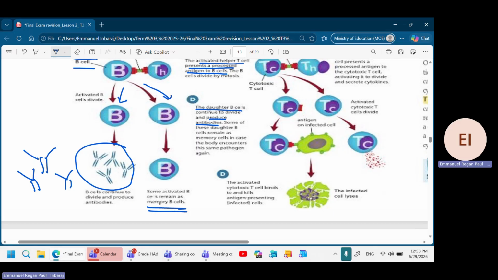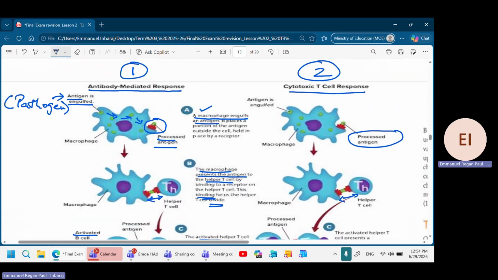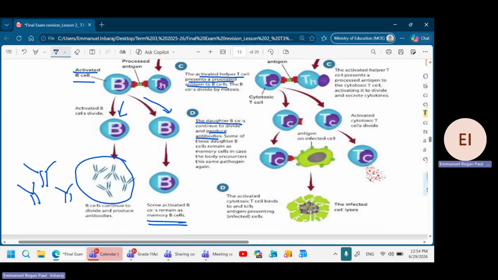Okay, so this is called the B response. You see, this is why it is called antibody mediated response. Look at the words antibody mediated response, because the helper cell is activating the B cell and the B cell is producing antibodies. That is why it is called antibody mediated response. So they produce antibodies and memory cells. Remember, it's very, very important, my dear. Which produces antibody? The B cells. Which produces memory cell? The B cells.